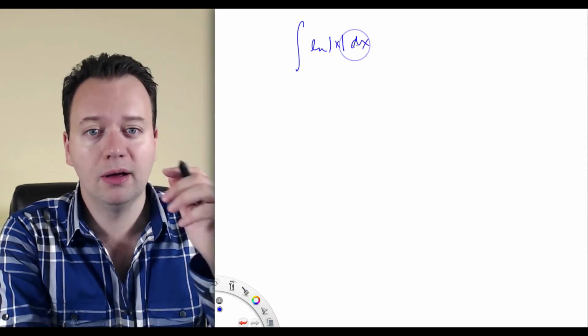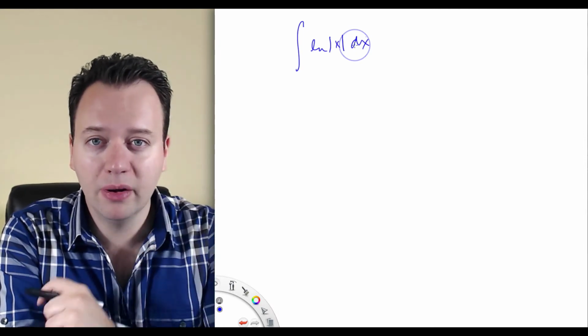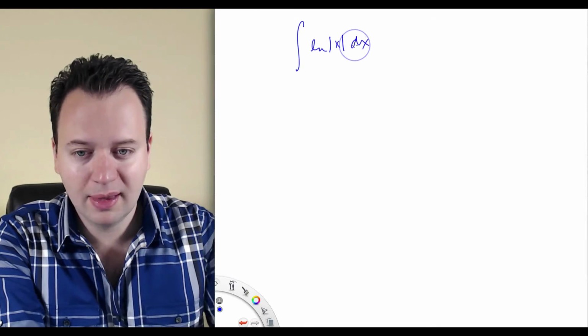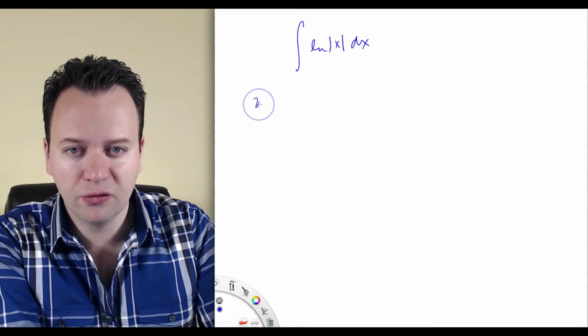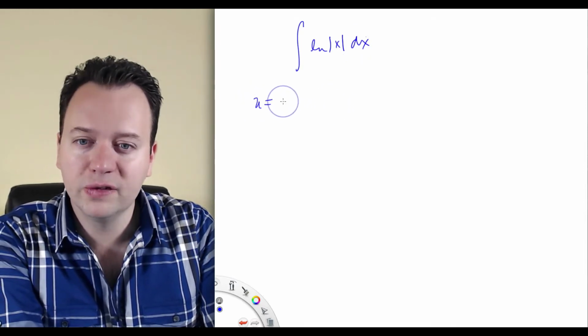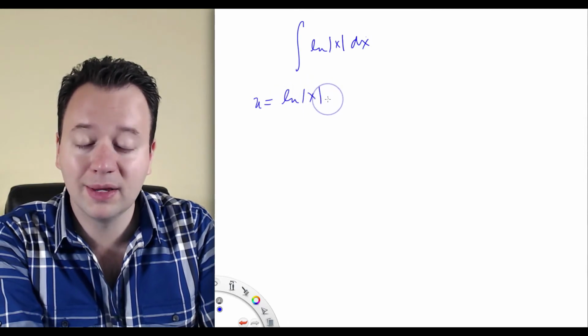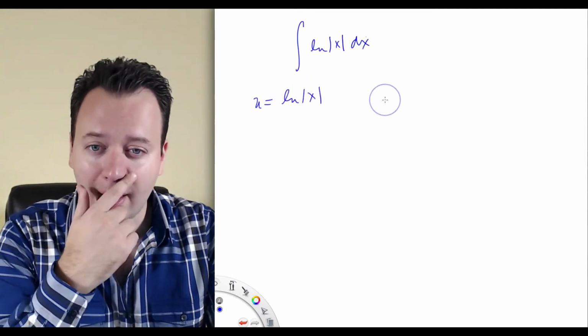And the trick is, I know how to take the derivative of ln of x. So what if we did that? What if we did something a little bit different than we have been doing? What if we set u is equal to the ln of x? Because I know how to take the derivative of that.